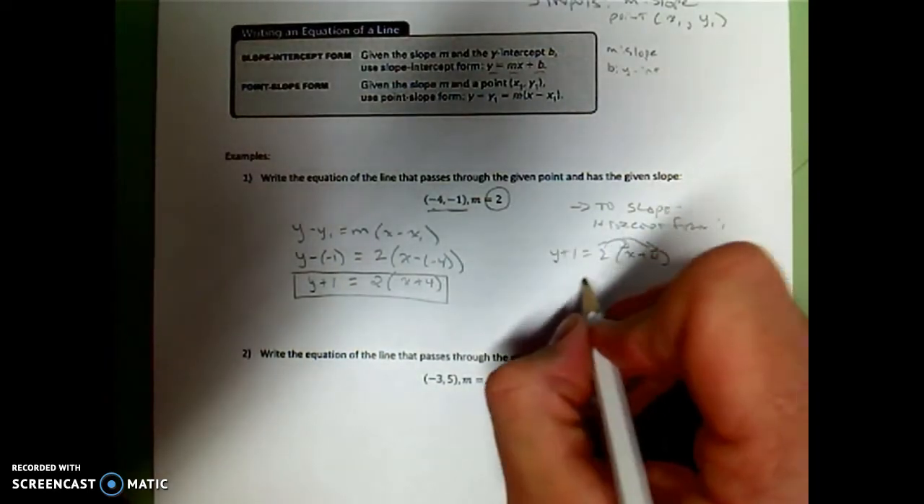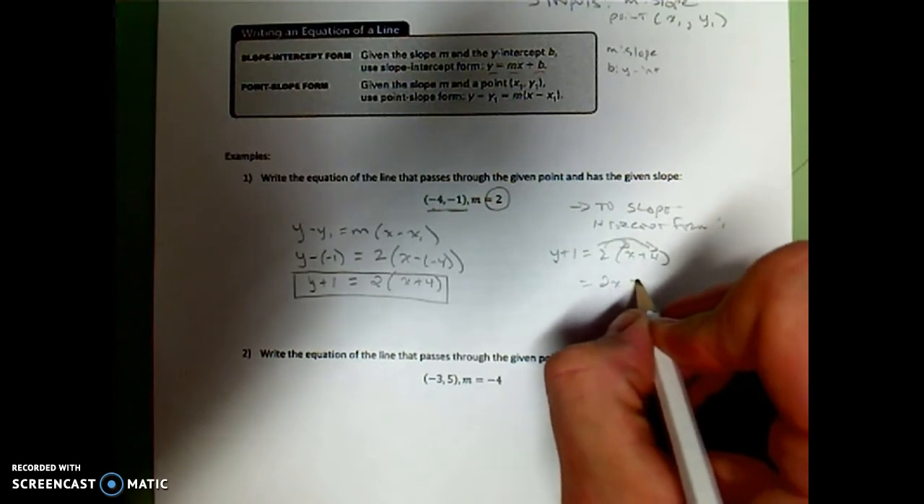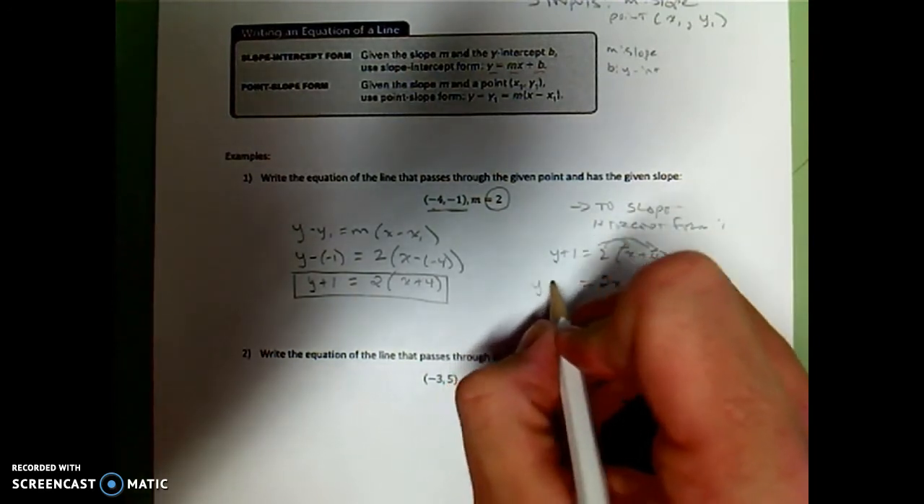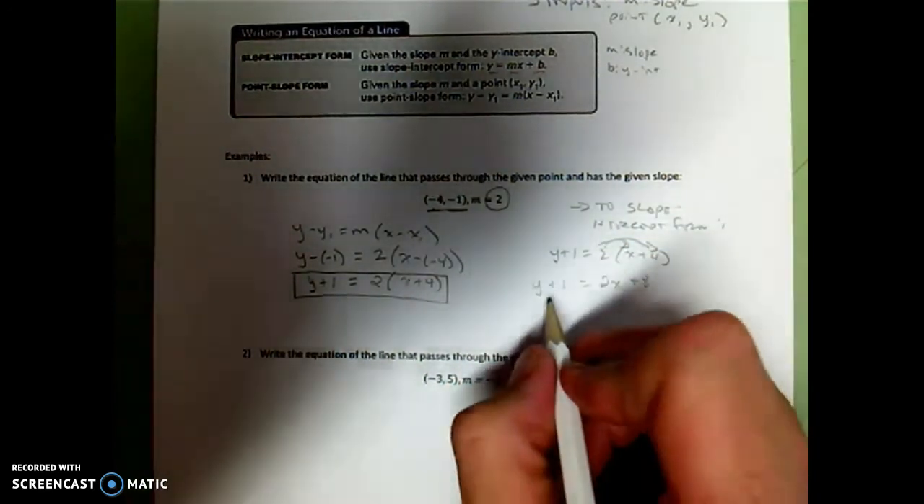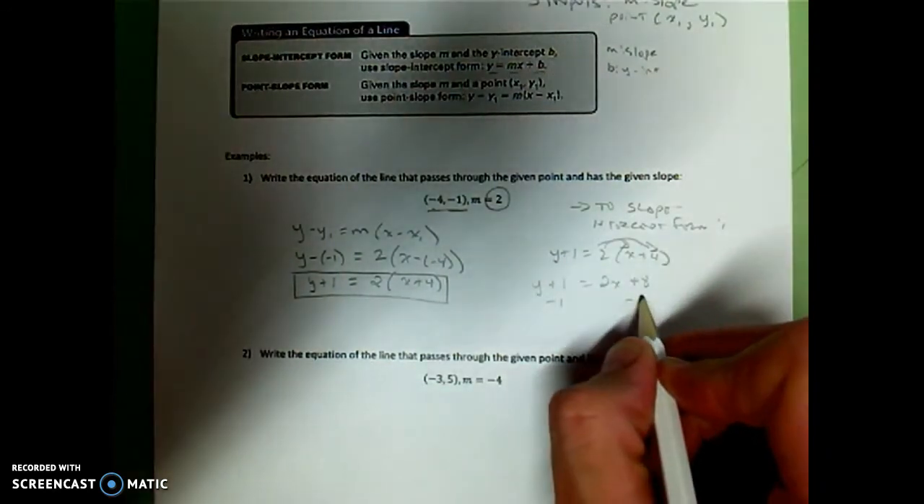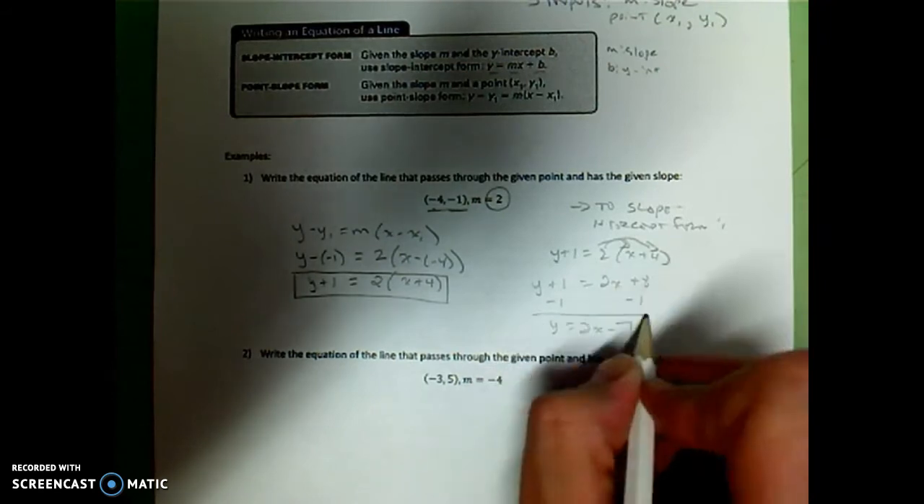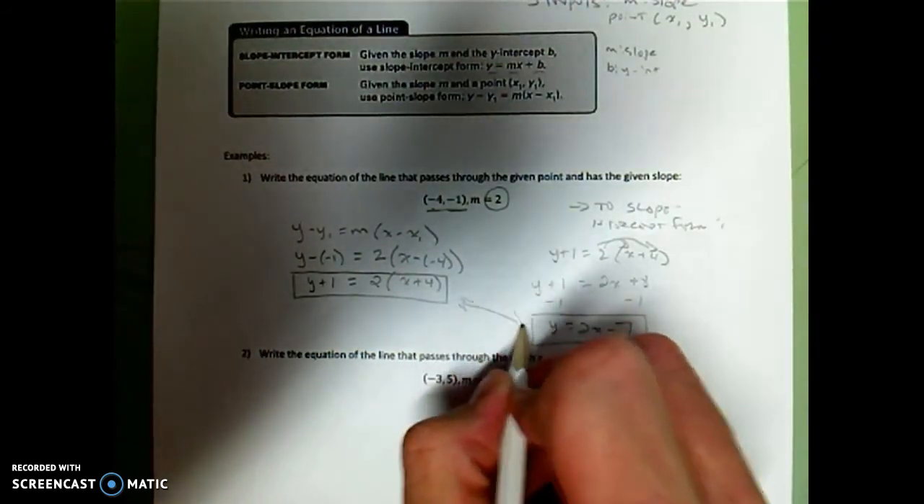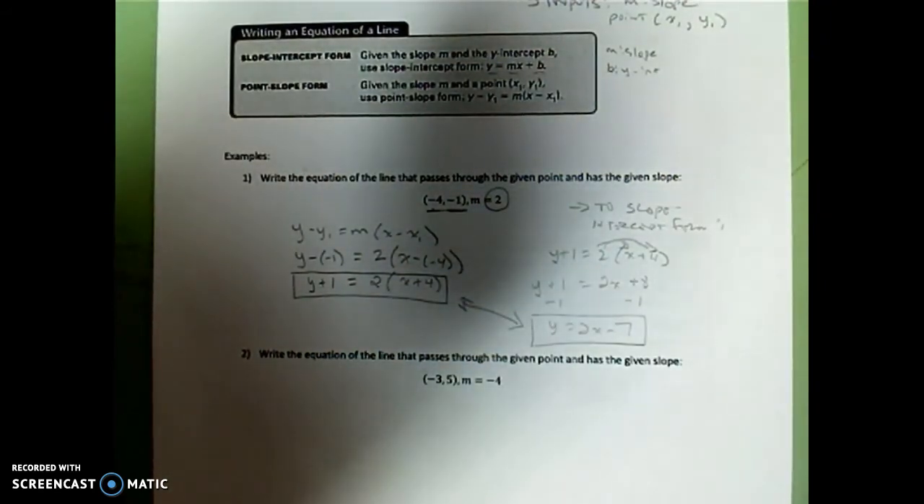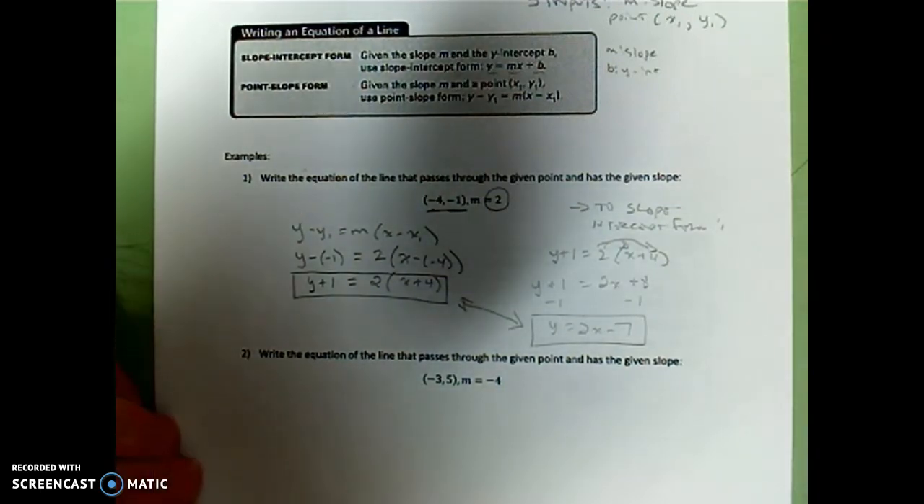You could go to slope-intercept form if you wanted. Then you would distribute. 2 times x is 2x. 2 times 4 is 8. The left side of the equation is y plus 1. Now we solve it for y. Subtract 1 from both sides. y equals 2x minus 8. That's the exact same linear relationship expressed in 2 different forms.